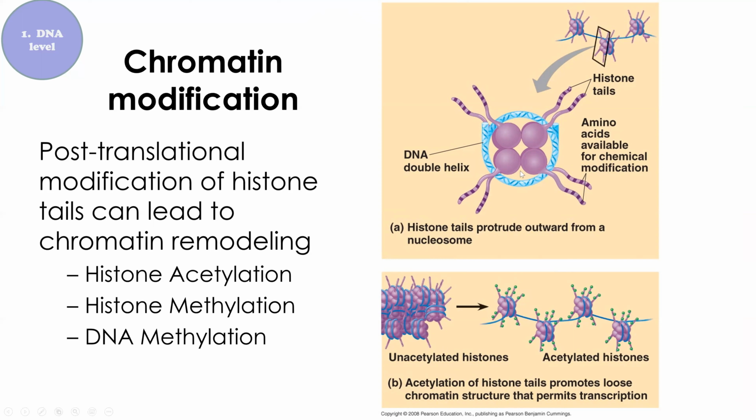So let's just kind of remember about histones. Our histones are going to be kind of in groups. This is an octamer of our histones so that we're able to form our nucleosome with the DNA.